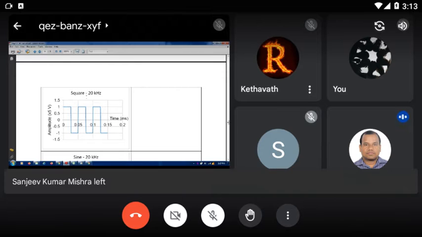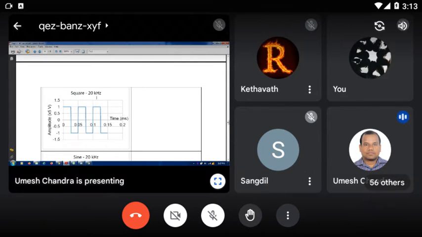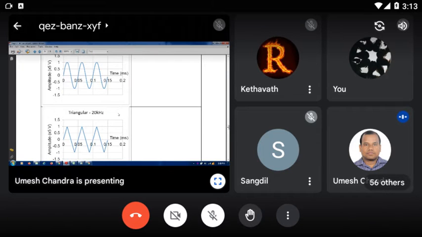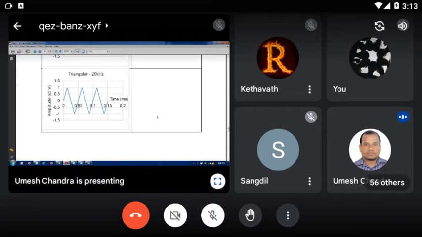Then after that, you increase the frequency. That means you give the 20 kHz square signal to the circuit. Then which signal is in your output? You draw a triangle. Here it is the same for 20 kHz sinusoidal and 20 kHz triangle signals.